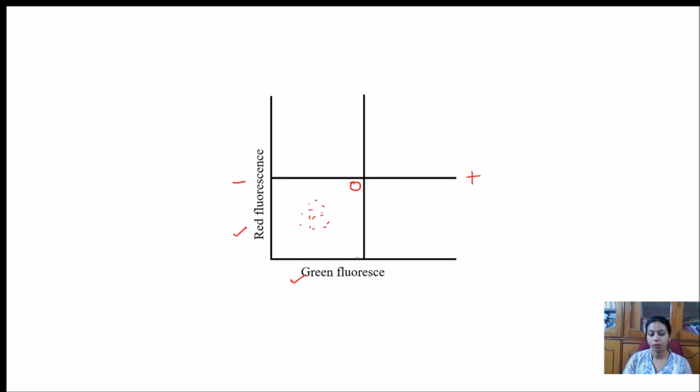Similarly, when we go toward the down, we will have a negative value, and when we go up the axis, we will have a positive value. Simply, just like we have analyzed in the Ramachandran plot, a minus sign will be here. It means this area of the plot will contain cells which do not have any marker, which I have shown by the blue cell.